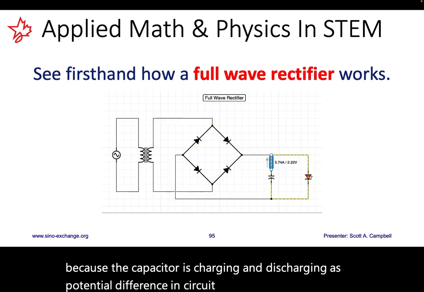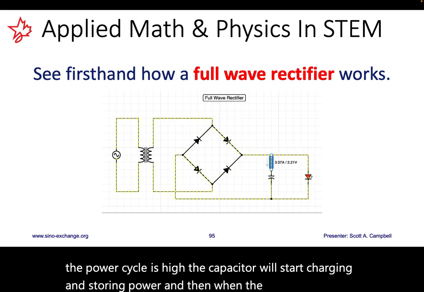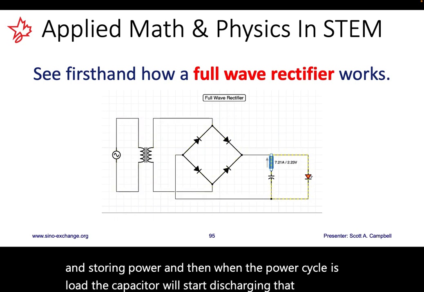Therefore, when the power cycle is high, the capacitor will start charging and storing power, and then when the power cycle is low, the capacitor will start discharging that power to the rest of the circuit.